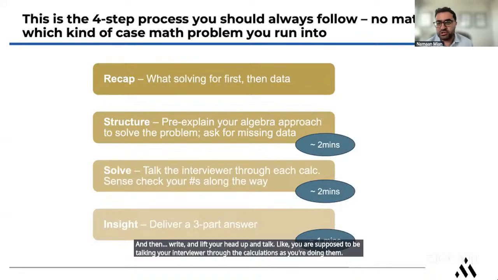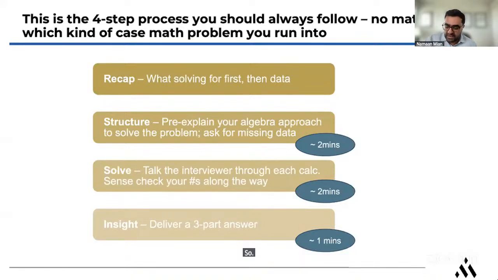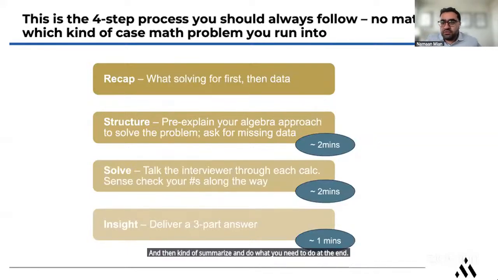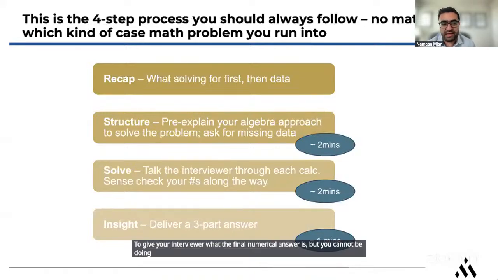This is a conversation. So you can write down every interim answer you get to just to keep track of where you're at in the math, and then summarize and do what you need to do at the end to give your interviewer the final numerical answer. But you cannot be doing every micro step of math on paper. So this is verbal. You are talking the interviewer through the calculations you're doing.